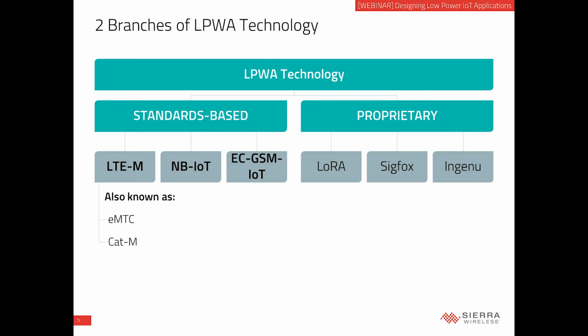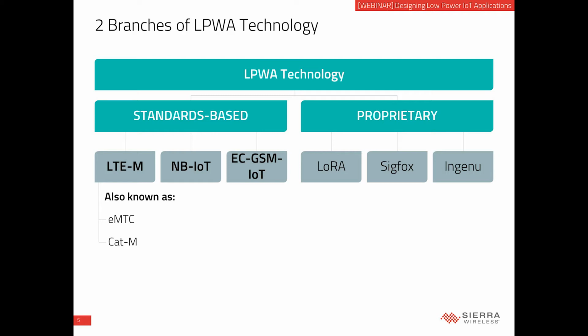You also have narrowband IoT, which is a second standards-based LPWA technology. It's also a 4G technology largely based on LTE, with some small additional characteristics. As the name says, it's using less spectrum in a narrower band, hence the name narrowband IoT.